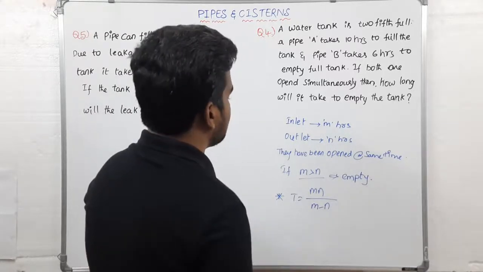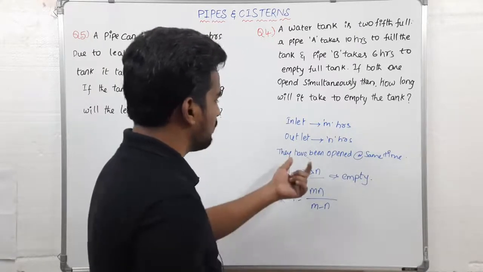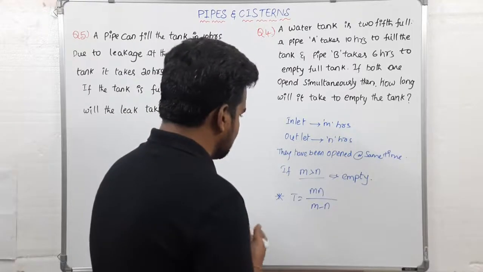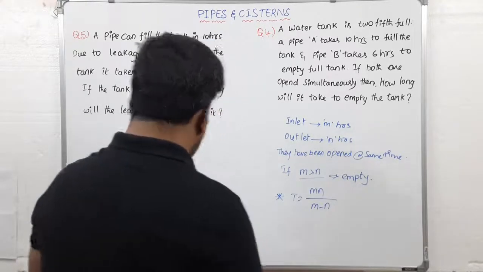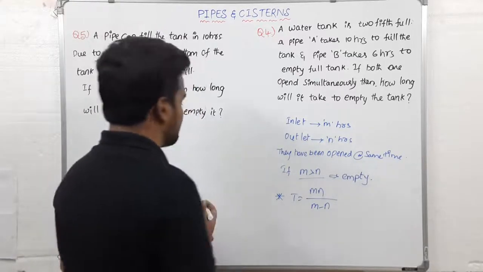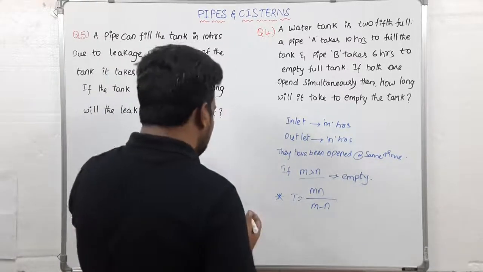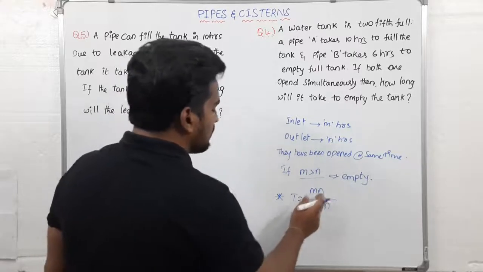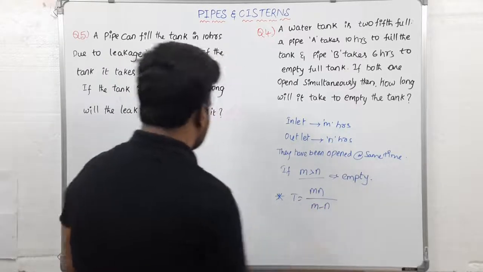What are the required conditions? Both pipes should open at the same time, and the inlet pipe takes more time than the outlet pipe. So the time taken to empty the tank is T equal to mn by m minus n.